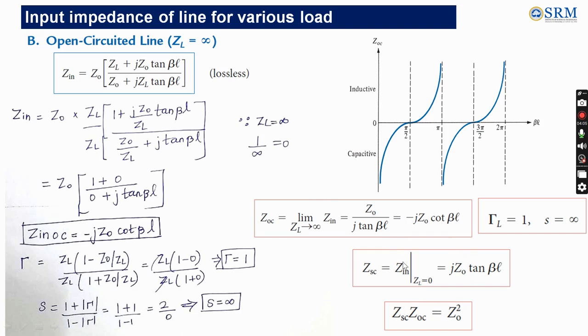One more interesting fact: if we multiply the open-circuit input impedance with the short-circuit input impedance, minus j squared becomes 1, cot and tan cancel since they are reciprocals of each other, and we get Z0 squared. So ZSC into ZOC is equal to the characteristic impedance squared.